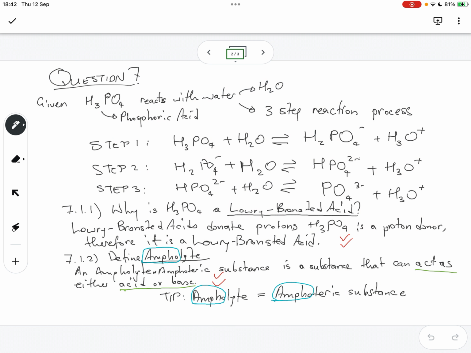Maybe let me go back to this screen. So if we have these two reacting to give us these two. Again, this sign tells us that the reaction goes forward and it also goes in reverse. So if just these two are reacting in this direction, which one would be an acid and which one would be a base between these two? If you were to think about it.